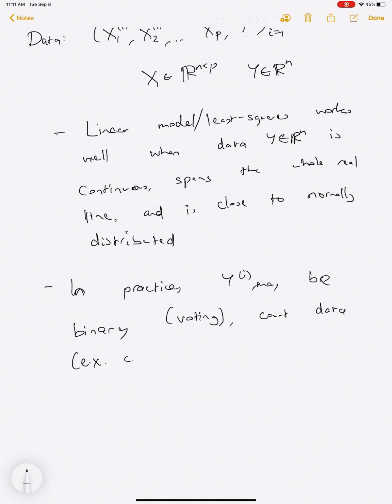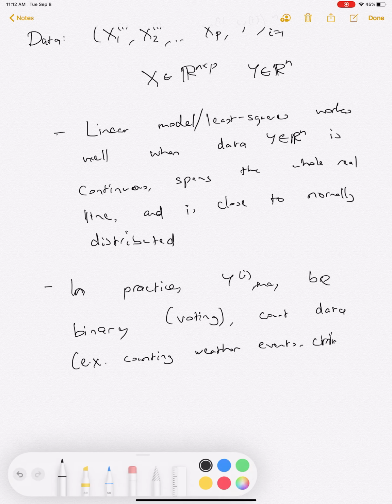It's like counting weather events, crime events. Sorry, just kidding.